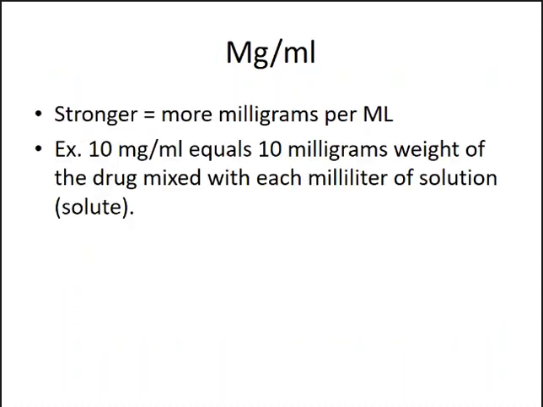All right, let's look at each of these a little bit closer. Milligrams per milliliter, stronger will be more milligrams. So for example, 10 milligrams per milliliter equals 10 milligrams weight of the drug mixed in each milliliter of the solution or solute diluent.